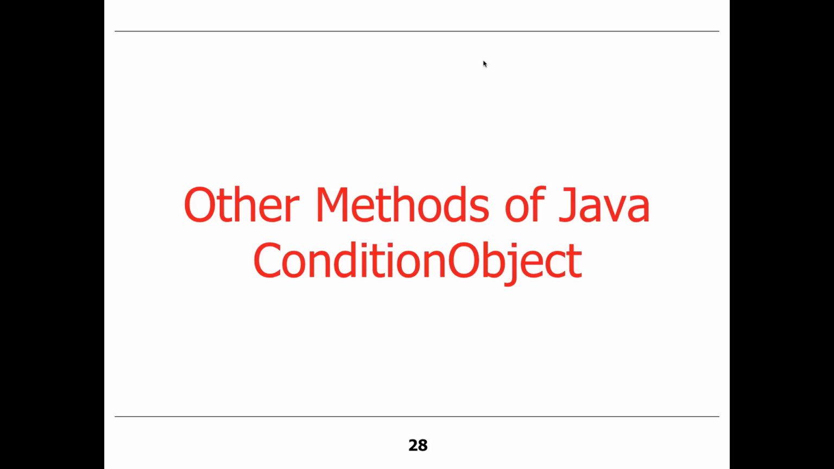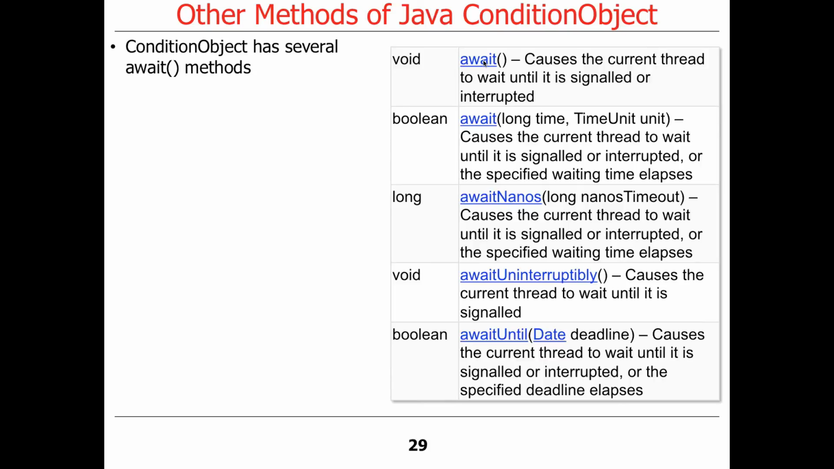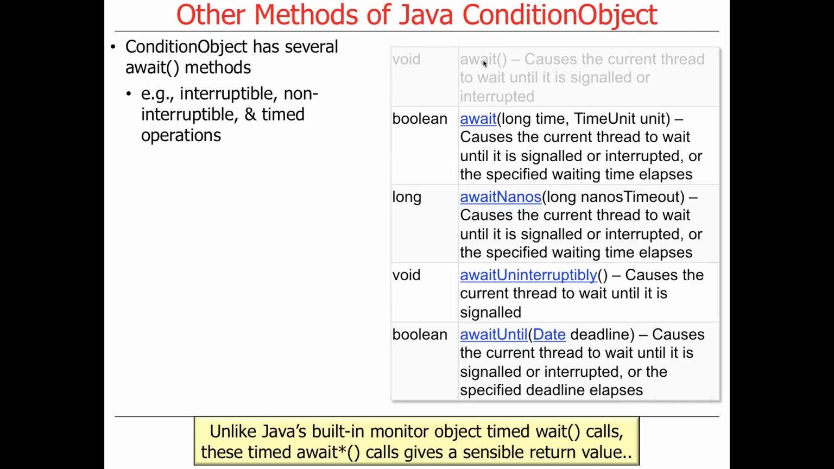There are a few other methods on Java monitor condition object, and this will take very little time. There's a bunch of await methods. This is the one you get normally, just the one that blocks. Then we have a bunch of ones that are timed. You can time based on nano timeout, nanoseconds, or time units, and days. So you can do dates, which is a more absolute time frame. And you can also await uninterruptibly. By default, await will be interrupted. Await uninterruptibly will not be interrupted. So you have to decide which one to use.